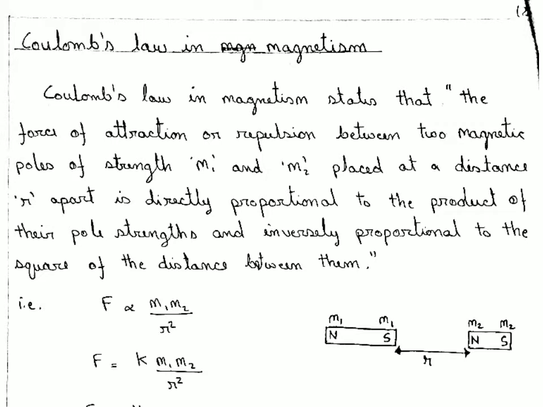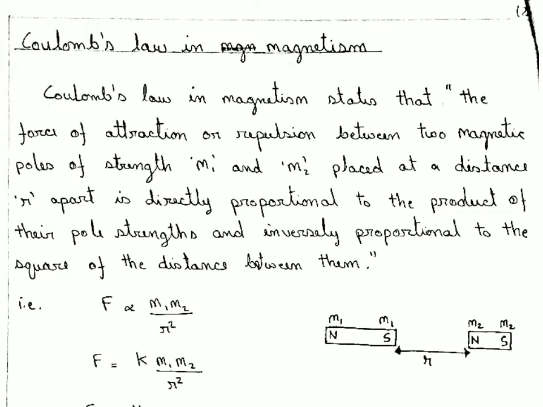pole strength m2. And as shown in the diagram, since a monopole does not exist, we don't have just a south pole or just a north pole. Since magnets always come in pairs, we always have a north pole and a south pole. So here we have this magnet of pole strength m1 having north pole and south pole, and another magnet of pole strength m2 having the north pole and south pole. And you can see here that the north pole of one magnet is separated from the south pole of the other magnet by a distance r.